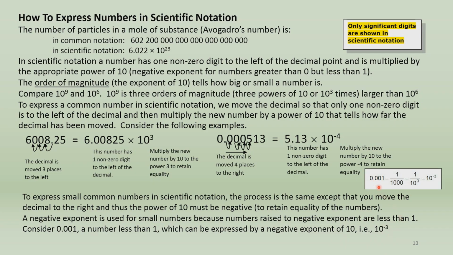So let's consider here 0.001 can be written as 1 over 1,000, which is 1 over 10 to the 3. And you probably remember from algebra class that 1 over 10 to the 3 can be expressed as 10 to the minus 3. So a negative exponent corresponds to a value that is between 0 and 1.